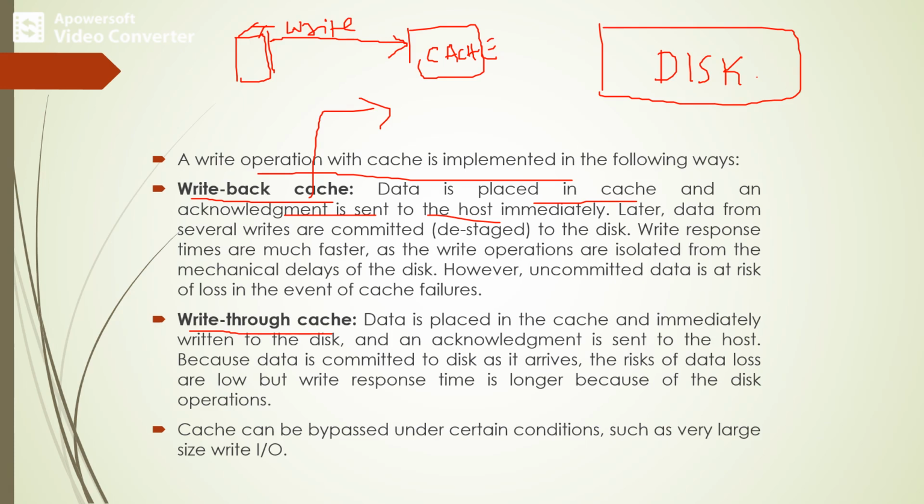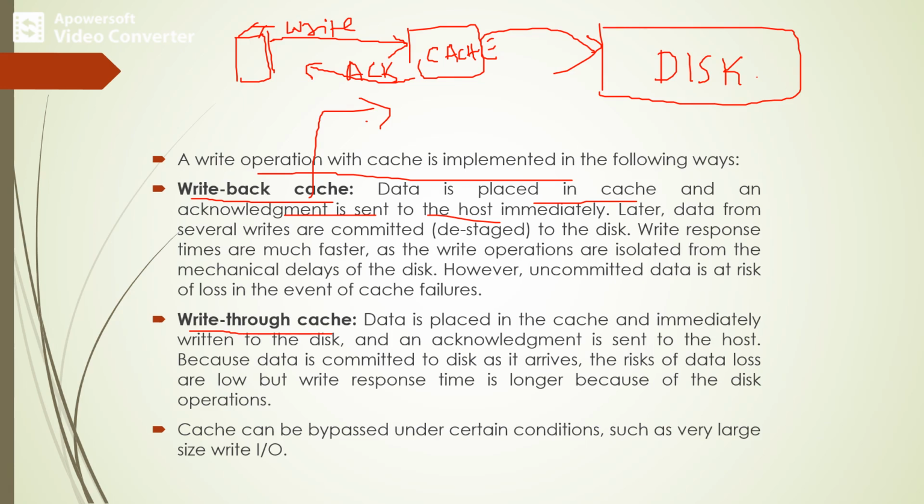So now after that immediately cache will send an acknowledgement. So that is, I'll take it as ACK into the host. So now after sending an acknowledgement, cache will write the data into the physical disk. After that, it will write the data into the physical disk.